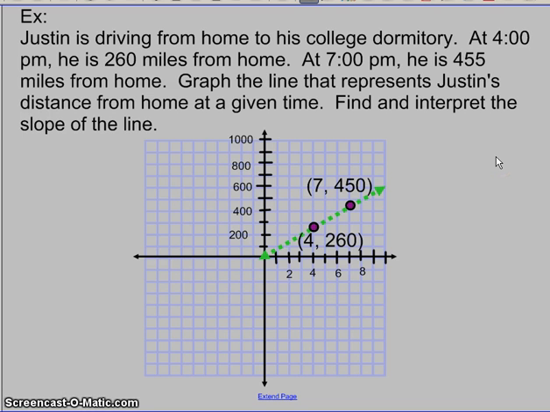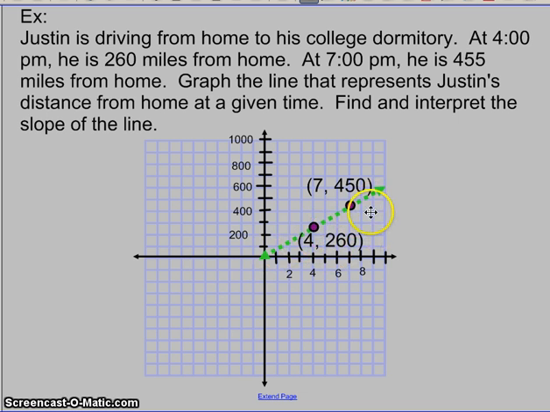Alright, next little example. It looks like Justin is driving home from his college dormitory at 4 o'clock p.m. He is 260 miles from home. At 7 o'clock, he is 455 miles from home. Must be driving away from his, unless he's calling the college dormitory his home, apparently. Alright, graph the line that represents Justin's distance from home at the given time. Find and interpret the slope of the line.